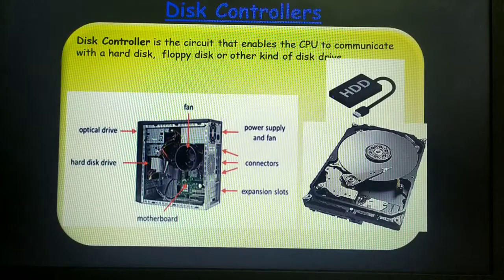Now who is helping to detect your pen drive is nothing but the disk controller. This disk controller is a kind of circuit that will recognize all the peripheral devices. It might be your pen drive, any hard disk, any floppy disk or any other kind of disk drive, whatever peripheral or external device you connect to your computer system. This disk controller circuit will recognize that device and inform the operating system.